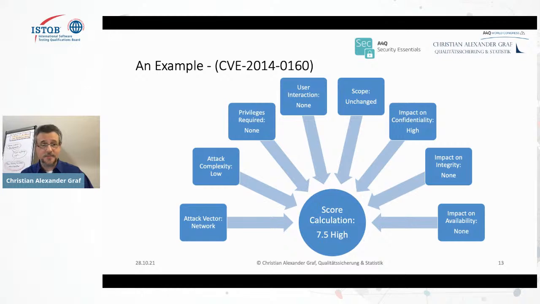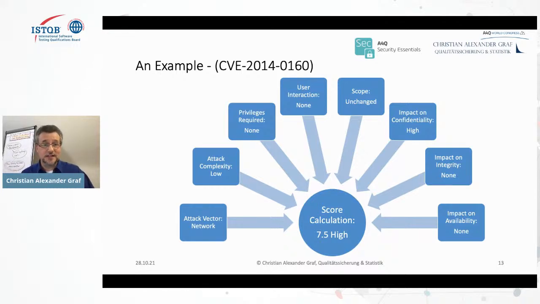Then privilege required is none. Anybody can do that. Anybody can send a package to a server. User interaction is also not required. It's an automatic answering service of the server. The scope is unchanged because, first of all, only the confidentiality of the attacked server is compromised, but you don't know what you get. So it's not sure that you can really compromise another system with that, although it's very likely that you might do that.